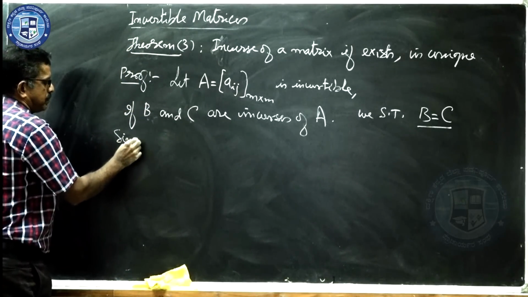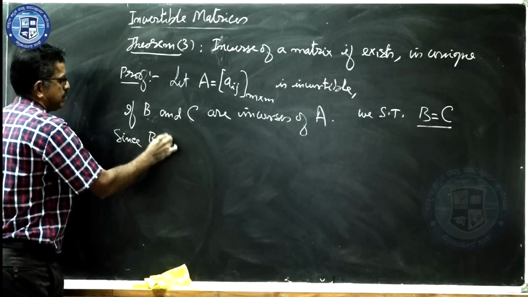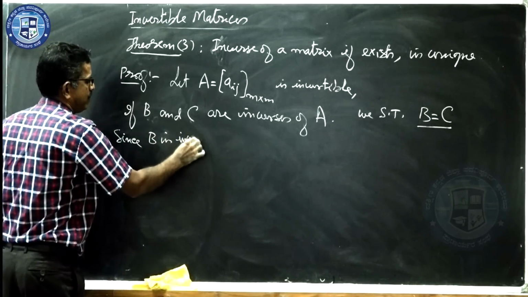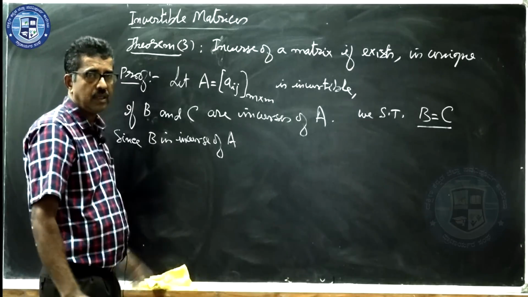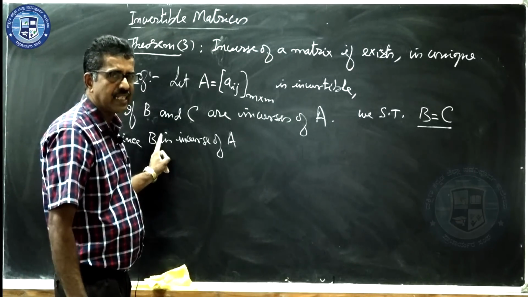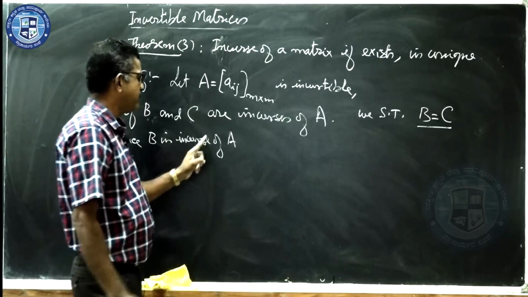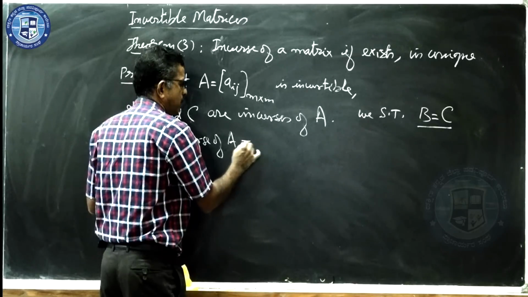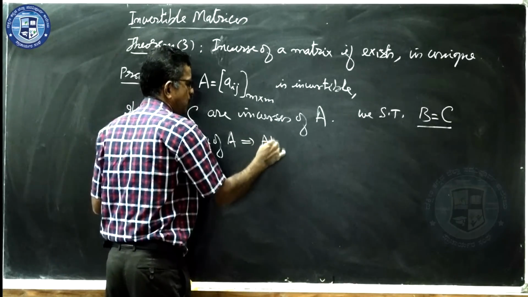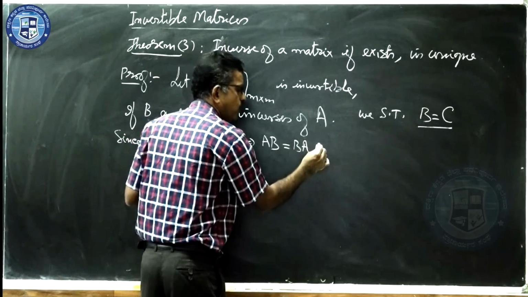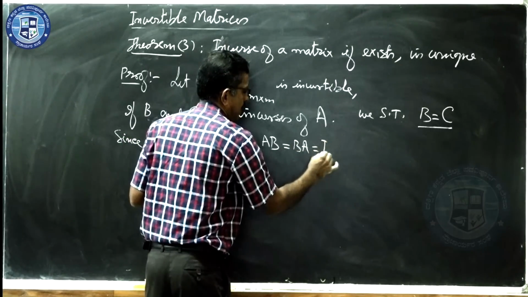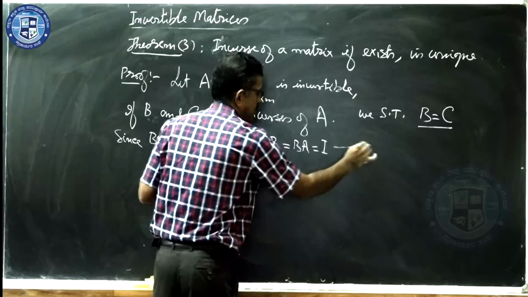Since B is the inverse of A, as we have already discussed in the definition, what do you mean by B is the inverse of A? B is the inverse of A implies A into B should be the same as B into A, and it should be equal to the identity I. Let me take this as equation 1.